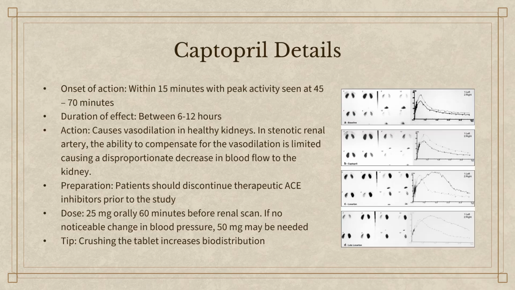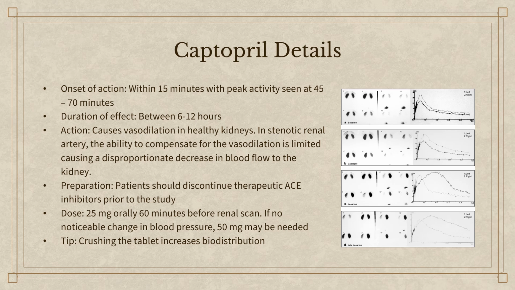The onset of action of captopril is usually within 15 minutes, with peak action seen at 45 to 70 minutes. The duration of effect can last between 6 to 12 hours. Captopril causes vasodilation in healthy kidneys. In stenotic renal artery, the ability to compensate for vasodilation is limited, causing a disproportionate decrease in blood flow to the kidney.